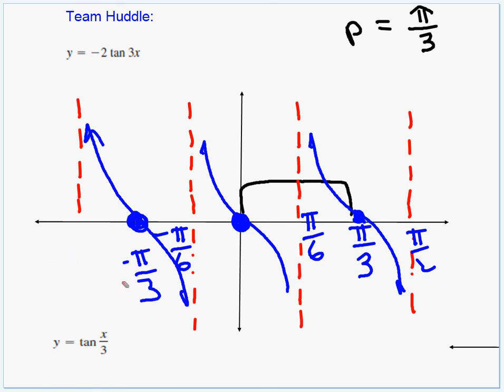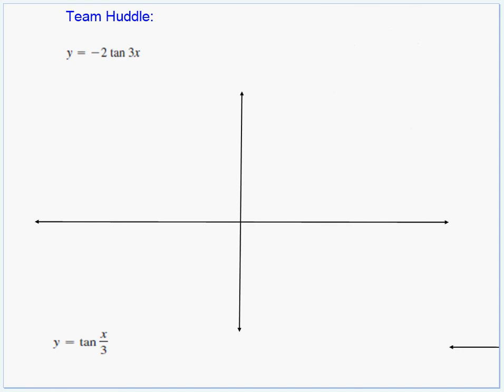Okay, let's get that other one out of the way down here. Tan of a third x. Now notice this one's not negative. And here we have a fraction in front of the x. Now this is a whole number. So that's going to have quite a little change on our graph.